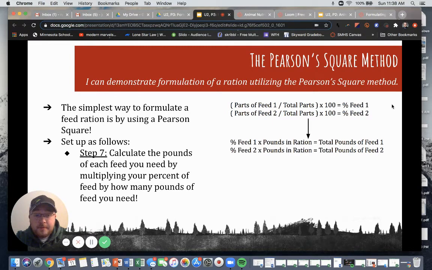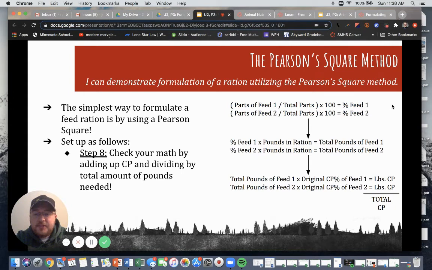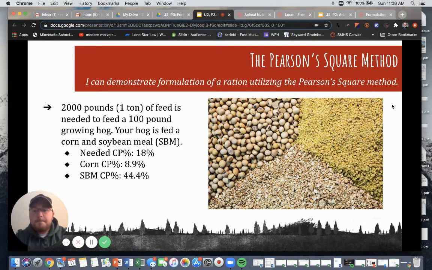Okay. And then the last step is checking your math. And this is not necessarily a requirement, but it is very good habit to get into to make sure you didn't miss anything, because everything should add up to be the total amount of pounds that you need given in your problem. So let's go through an example together.